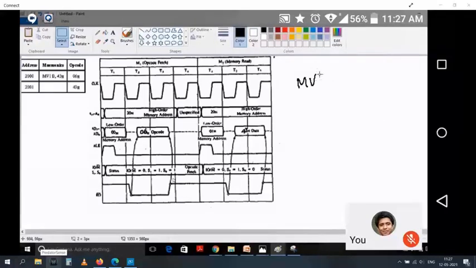The instruction is MVI. I will write on this, so don't worry. I will write what is written. MVI B, and it was 43H. Okay, so my opcode was 06H and 43H. Okay, so first I have to take out this opcode.